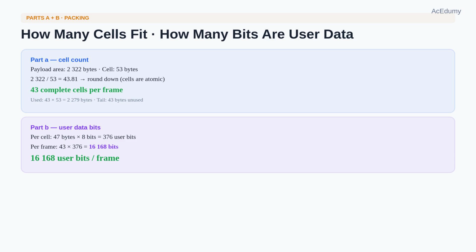Part B. Actual user data per frame. Each cell carries 47 bytes of user data. 47 bytes times 8 bits per byte equals 376 user bits per cell. 43 cells per frame times 376 bits per cell. That is 16,168 bits of actual user information per frame.